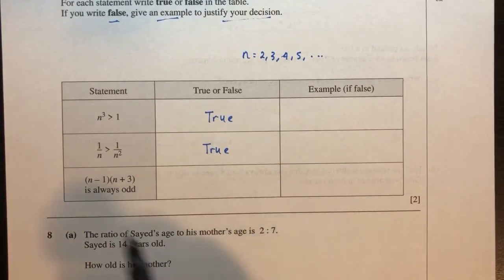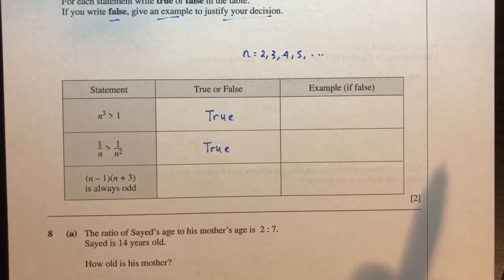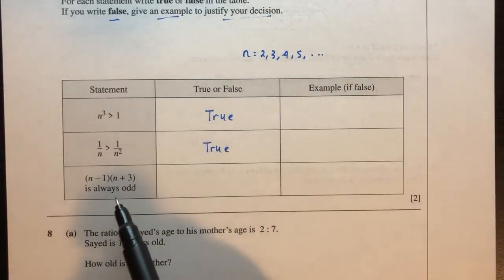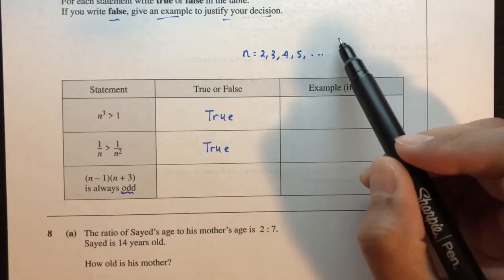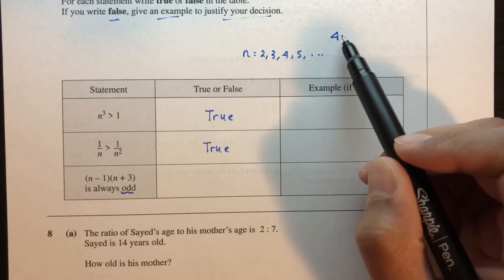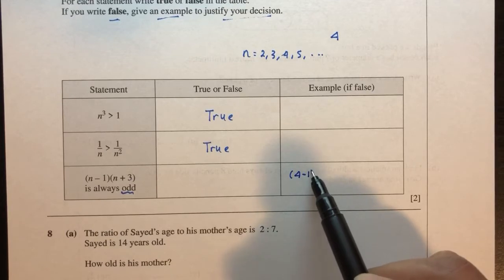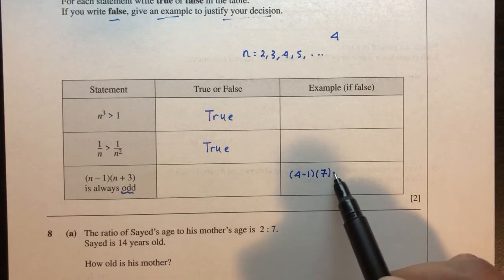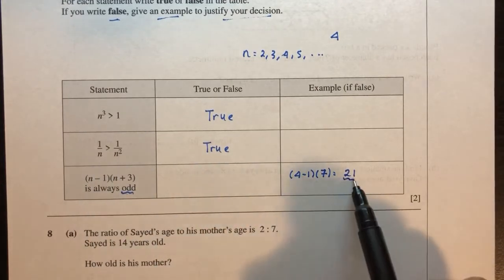How about this one? n minus 1 times n plus 3 is always odd. So this one can be false. We have to provide an example. Let's put false. So for an example, let's choose a value of n that gives us an even value. We can choose 4. If you put 4 here, that becomes 4 minus 1 times 4 plus 3, which is 7. So that will be 21. 21 is odd.